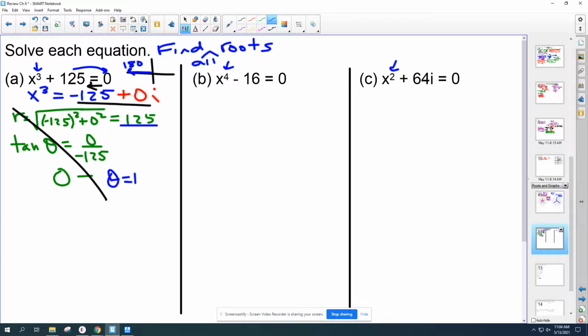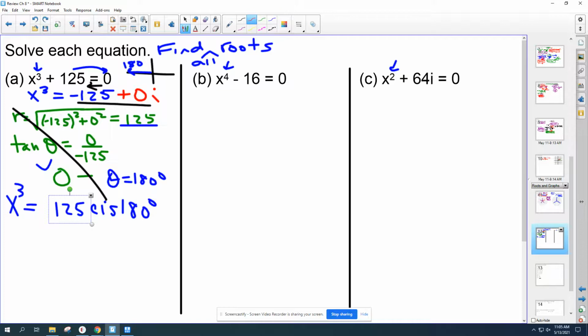Theta is 180. So you can use the formula if you want to, as long as you can interpret the location. This thing is to the left, that's an angle of 180. So my vector has magnitude and direction. But I haven't solved yet. I still haven't isolated the variable. I still have to take the 1/3 power. I still have to take the cube root.